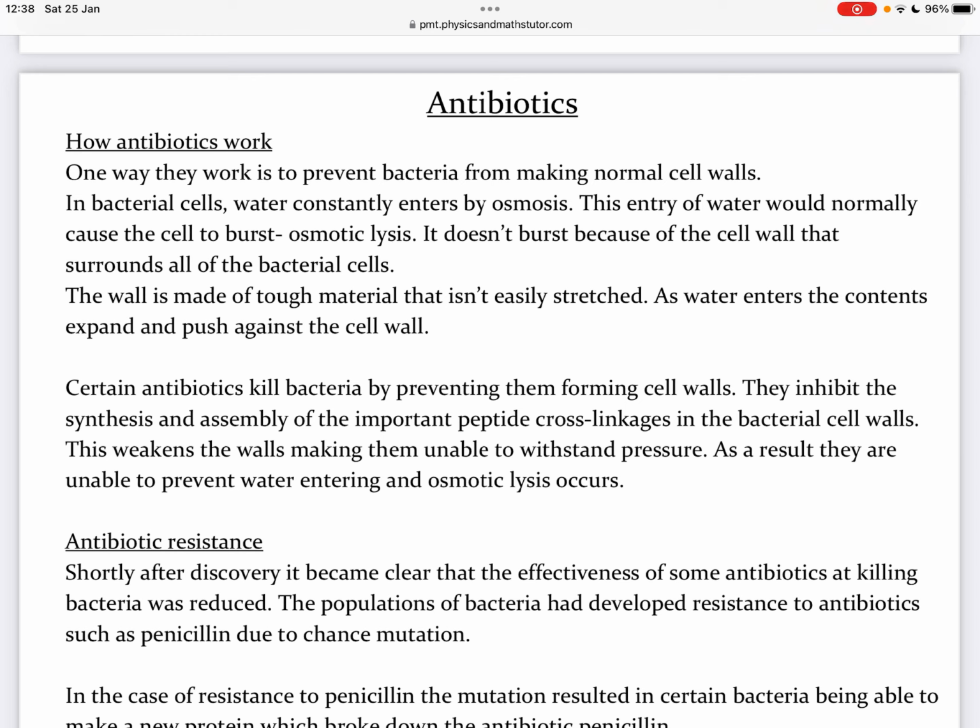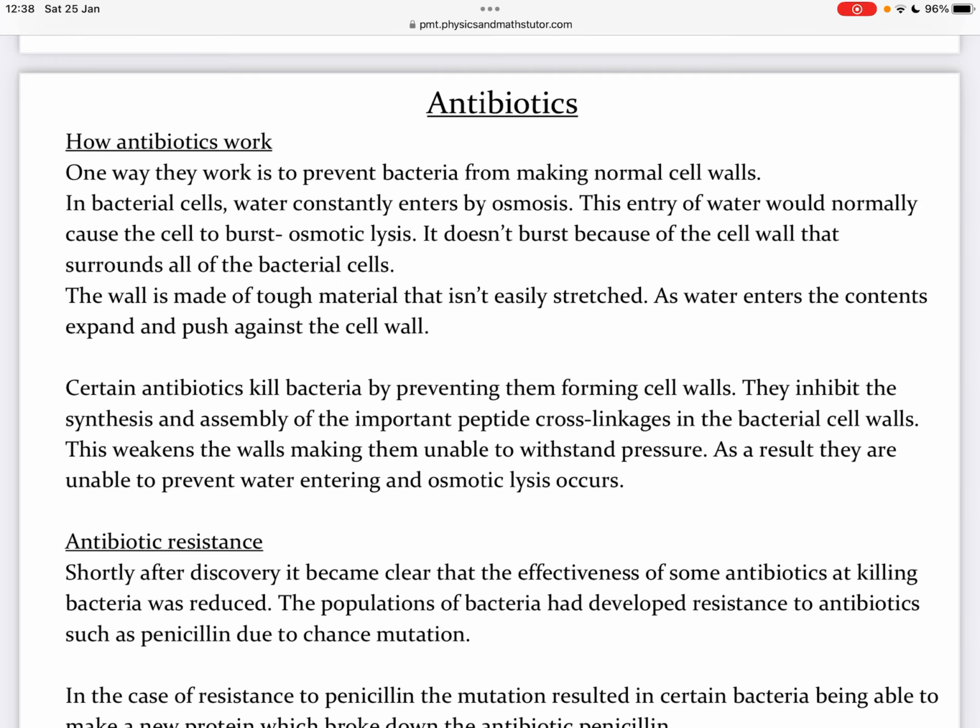Certain antibiotics kill bacteria by preventing them forming cell walls. They inhibit the synthesis and assembly of the important peptide cross-linkage in the bacterial cell walls. This weakens the walls, making them unable to withstand pressure. As a result, they are unable to prevent water entering, and osmotic lysis occurs.